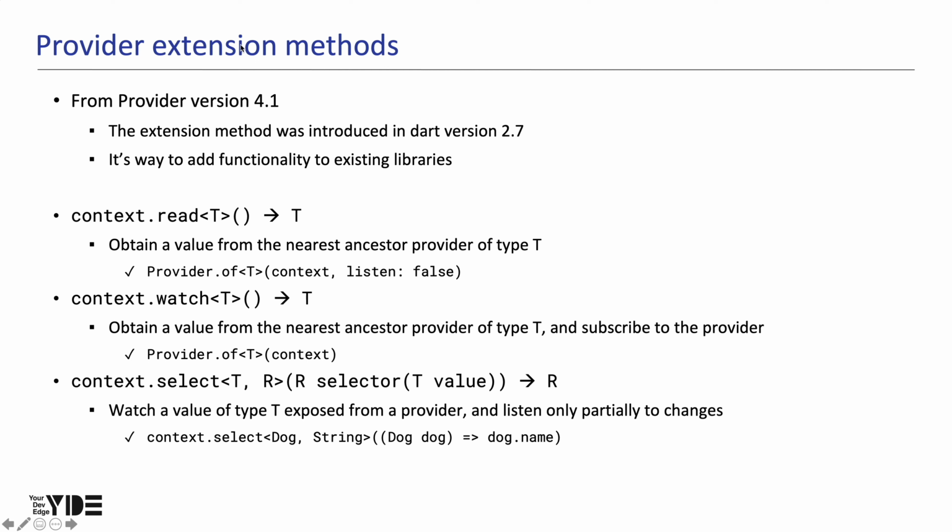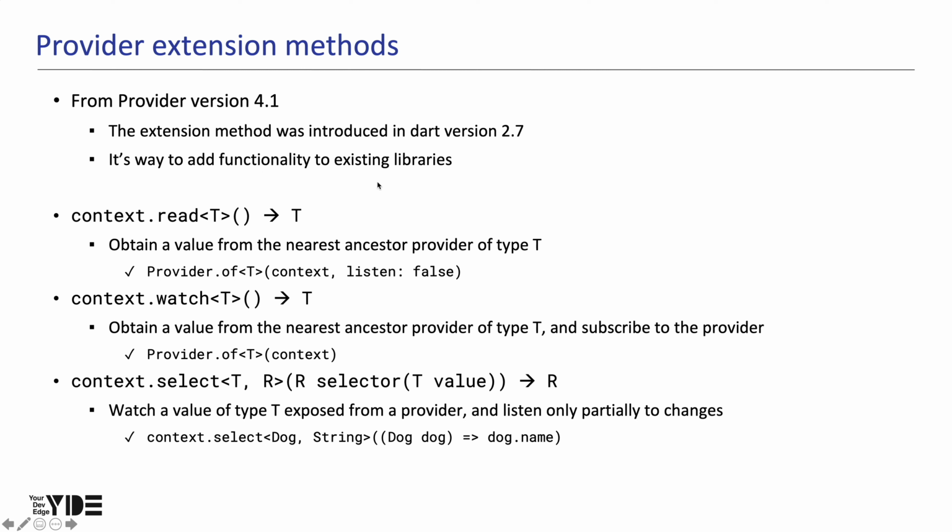From provider version 4.1, an extension method that makes it easier to use a provider has been introduced. Dart introduced the extension method from version 2.7. An extension method is a feature that allows developers to add new functionalities to other libraries.